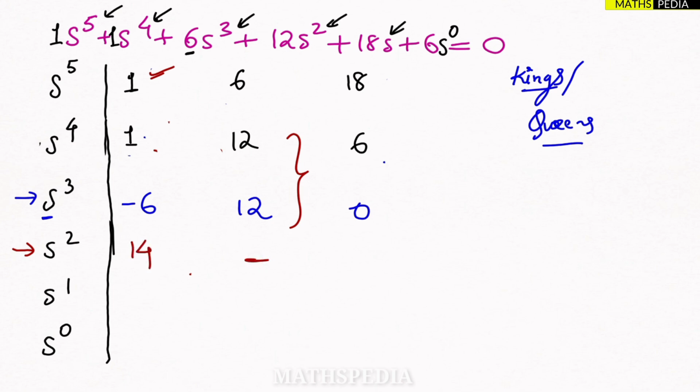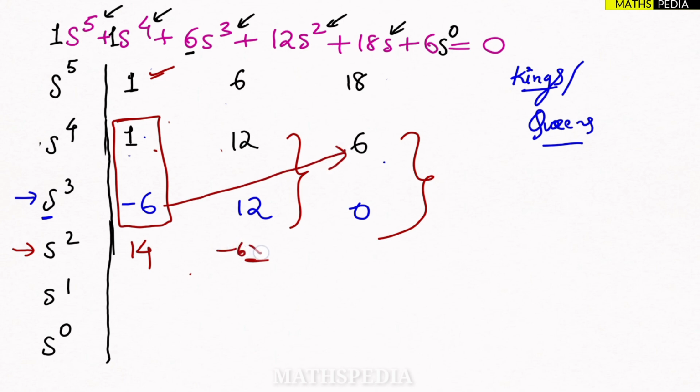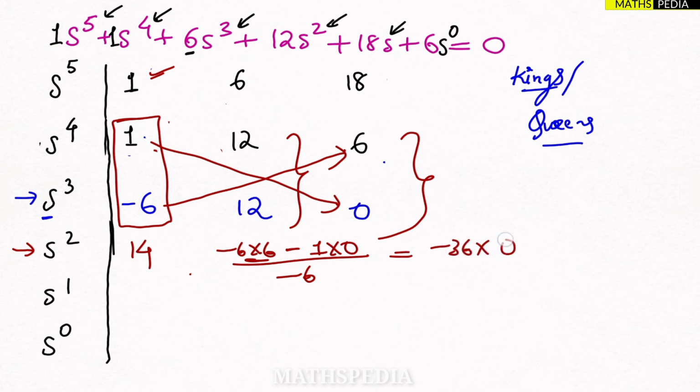So I have to get this element now. Second column, fourth row. How to get that one? Now I have to take these two. Again the same kings I have to consider. Bottom king into the top one, minus 6 into 6, minus top into bottom, that is 1 into 0, divided by the bottom king, which is minus 6. So minus 36 minus 0 divided by minus 6. So it will be minus 36 by minus 6, which is equal to what? 6. Minus minus cancel, which is equal to 6.